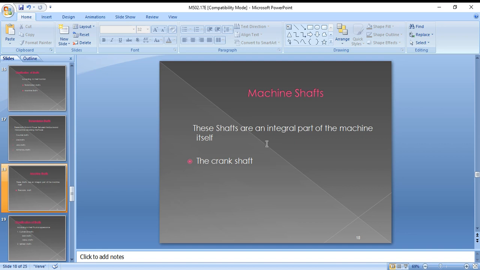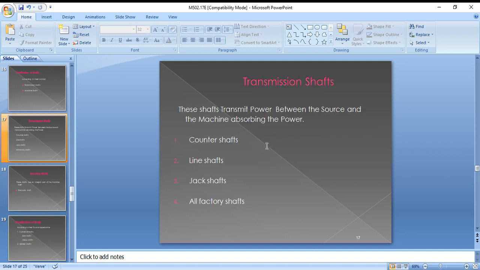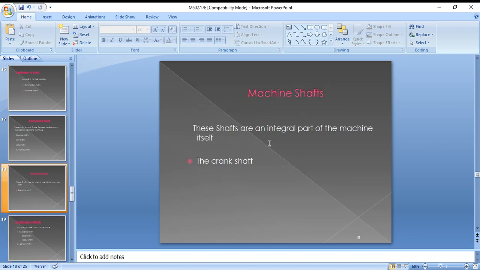So we have two shafts: one is the transmission shaft and the other is the machine shaft. The transmission shaft transmits power from the source, from one machine to another machine, whereas the machine shaft is an integral part of the machine. An example is the crankshaft.